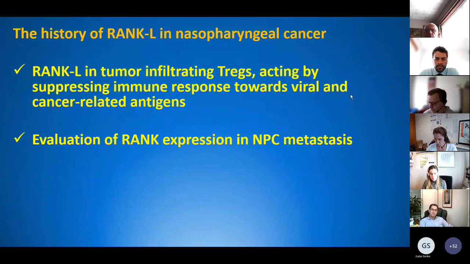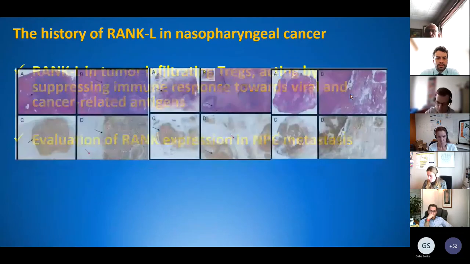Then we also know that the RANK ligand in tumor infiltrating Tregs has a role, acting by suppressing the immune response, in particular the immune response towards viral and cancer-related antigens. And nasopharyngeal cancer is a cancer due to a virus, the Epstein-Barr virus. So we were curious and we tried to evaluate the RANK expression in metastasis of nasopharyngeal cancer. And these were the results.